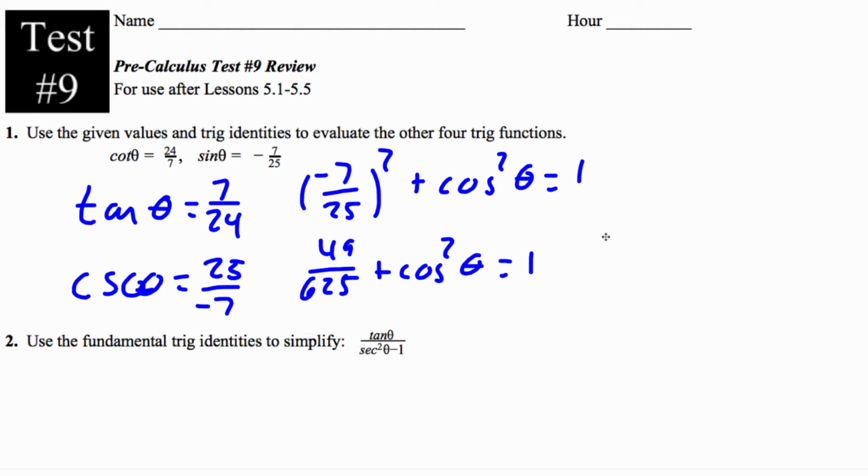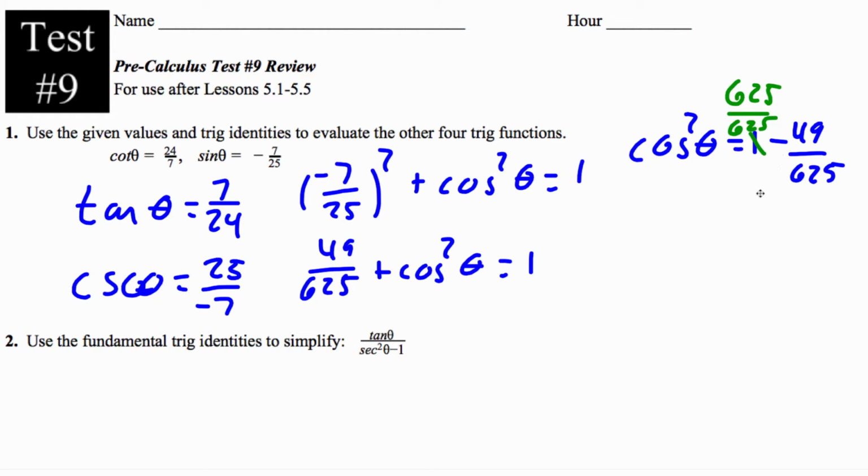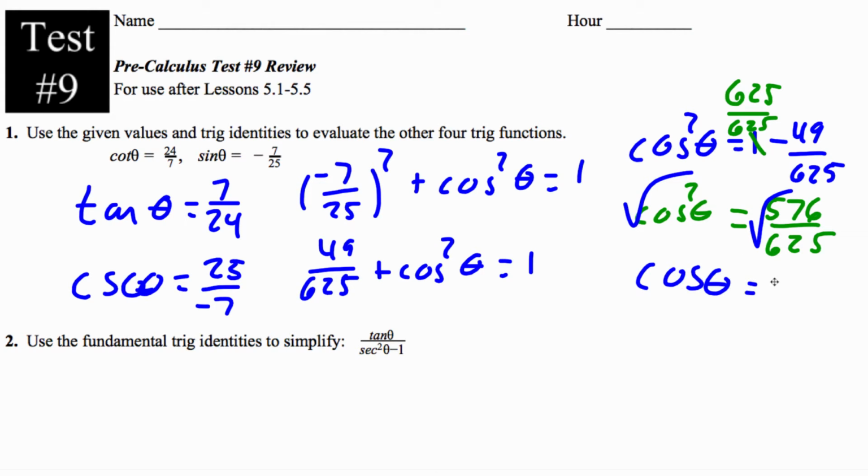I'm going to subtract that fraction over to the right-hand side. So then we get the cosine squared of theta equals 1 minus 49 over 625. We're going to have to get common denominators in order to subtract those things. So 1 is like having 625 over 625. So then when we do that subtraction, we end up getting 576 over 625. So that's our cosine squared value. In order to get rid of the squared, we're going to have to square root each side. So we get the cosine of theta equals plus or minus 24 over 25.